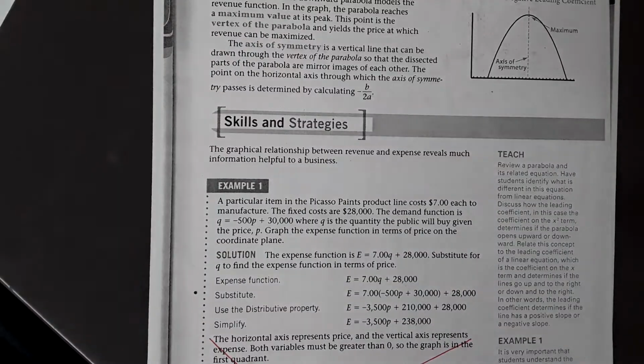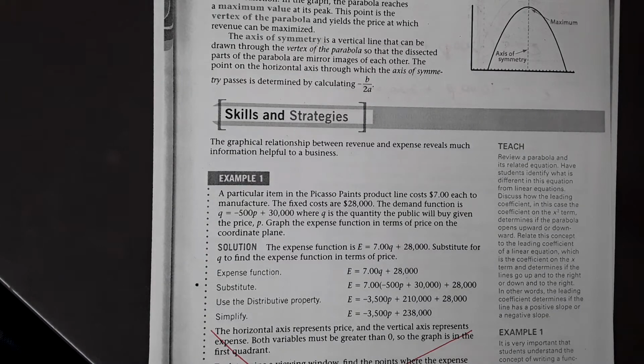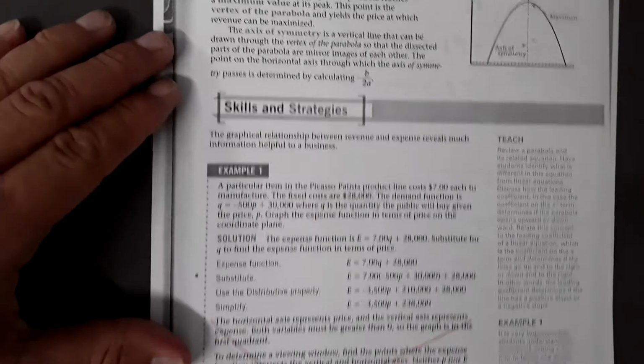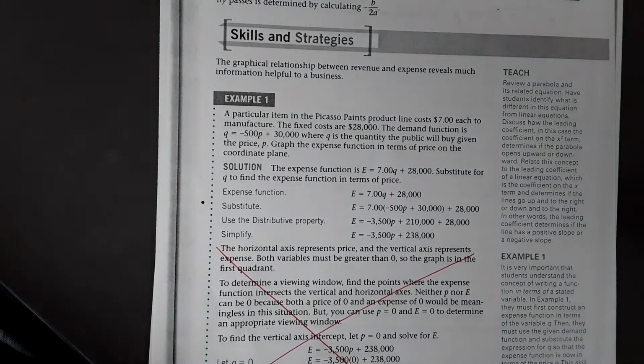Okay, assignment 15, we're working in chapter 2-5, which is graphs of expense and revenue functions. So I'm going to show you a couple of examples of how to work through the assignments for this lesson.